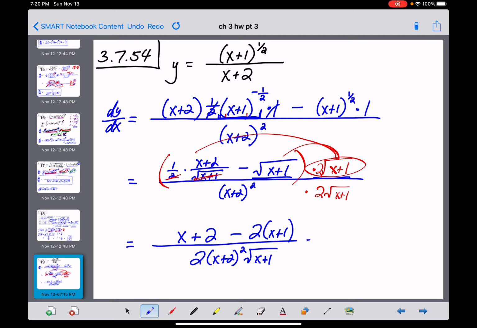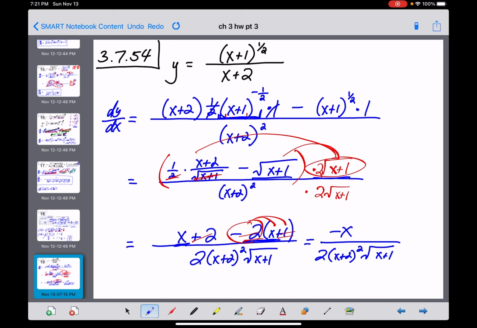And now at that point, guys, there's a little bit of extra work that I think we can do in the numerator here. I'm going to skip a step. We're going to distribute this negative 2 in there, and let's see what we get. That would be a negative 2x combined with that x right there, so that'll be a negative x. And then, oh, this is convenient, we have a plus 2, and then this becomes a minus 2, so that would cancel. That's your numerator there, guys. Negative x over 2 times x plus 2 quantity squared times the square root of x plus 1.